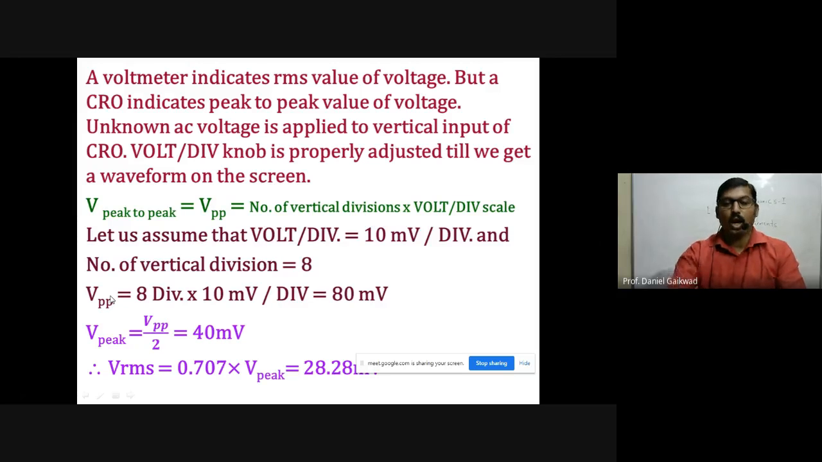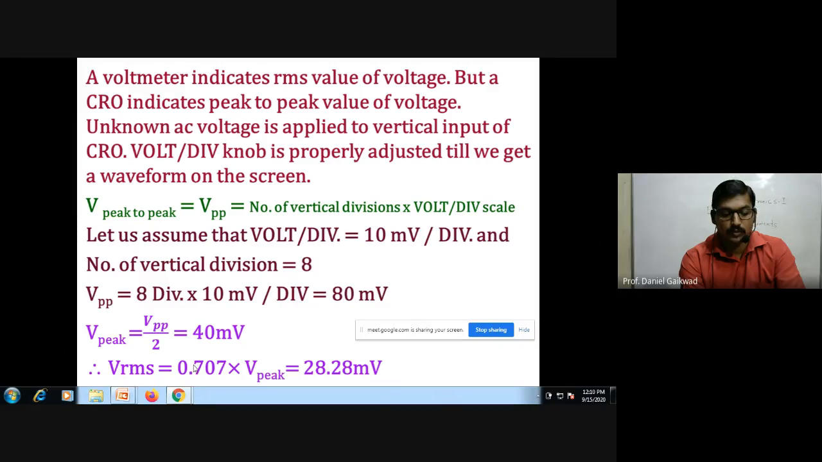Now we require only half peak voltage. So V peak is equal to VPP divided by 2, that is 80 divided by 2, which is 40 millivolt. Now that peak value is 40 millivolt. From that we have the formula for RMS. Check carefully. The VRMS, that RMS value we already learned in 11th standard, is equal to V peak divided by root 2.